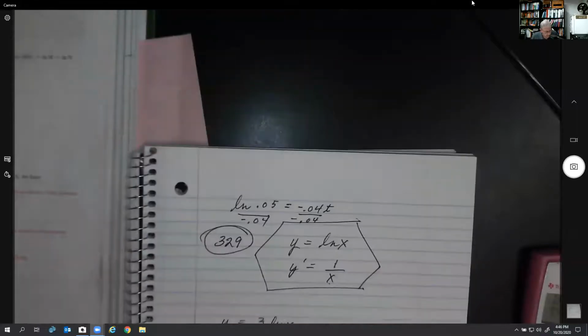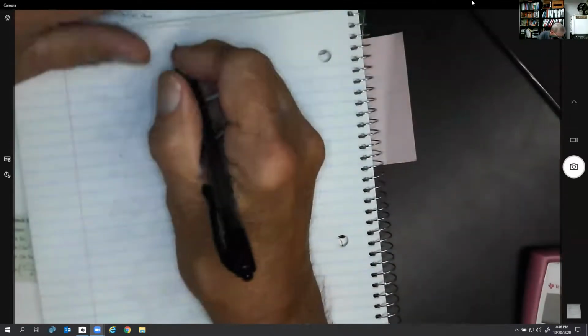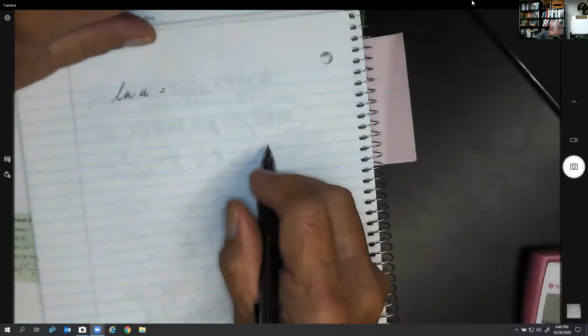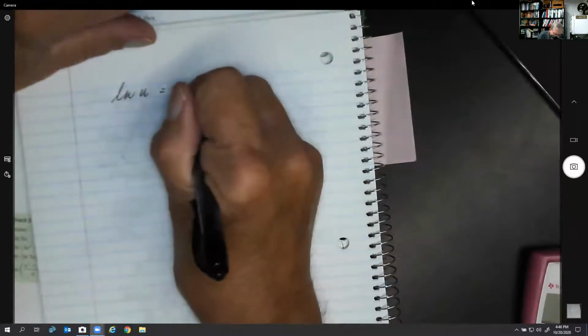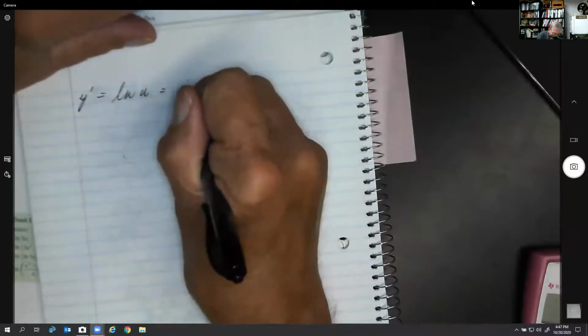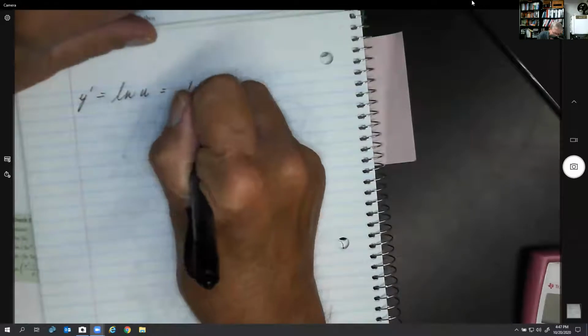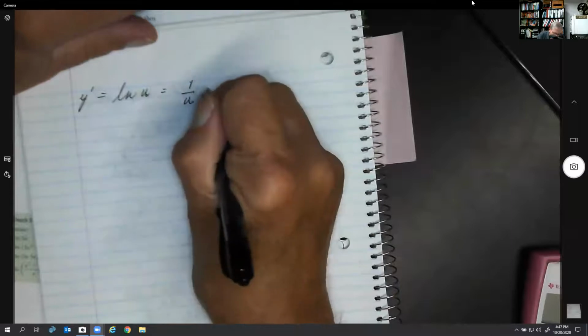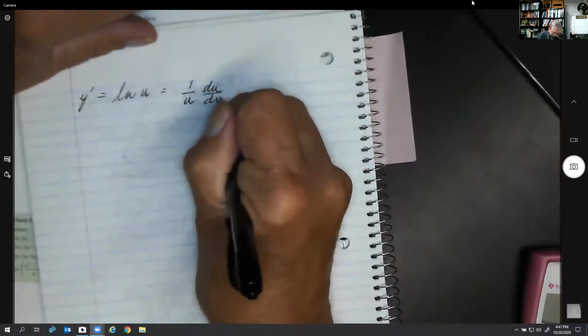Okay. Well, what about chain rule? What about chain rule on this thing? What if we have ln u? Well, that would be 1 over u. Let's put down the derivative of ln u is equal to 1 over u times the derivative of u. Just like we did with e to the x, except it's a power.